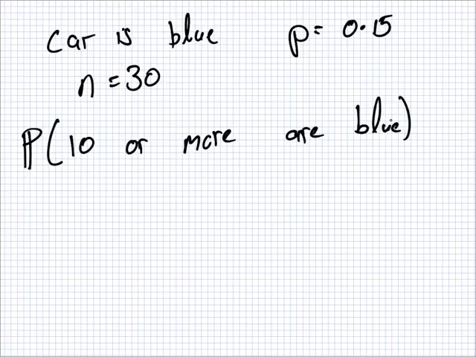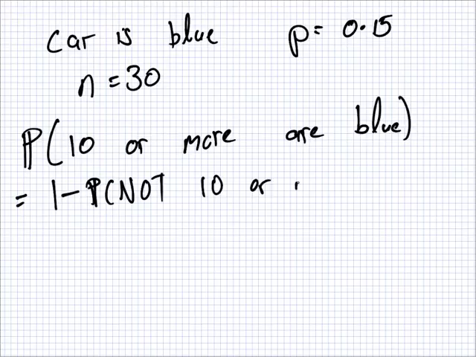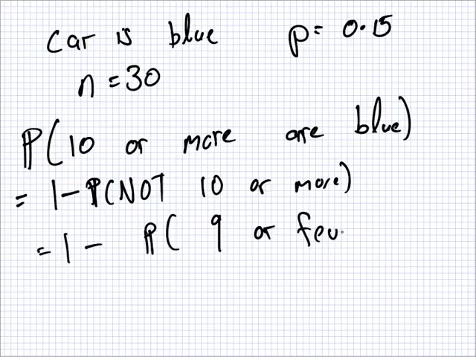Anyone think they have an answer? 0.0087. Yes, very good. 0.0087. Because 10 or more is the same as 1 minus the probability of not 10 or more. And of course, not 10 or more is 1 minus the probability of 9 or fewer.